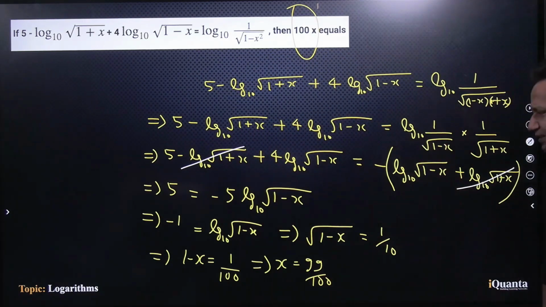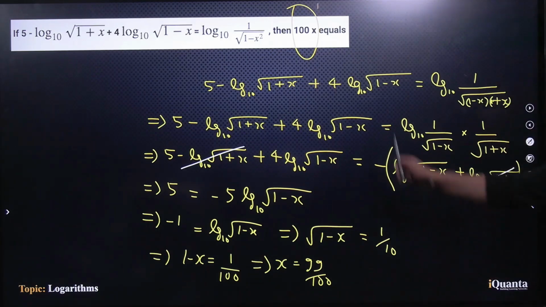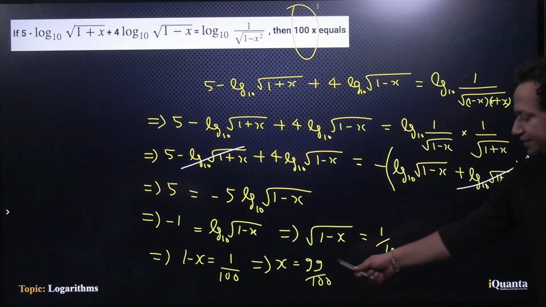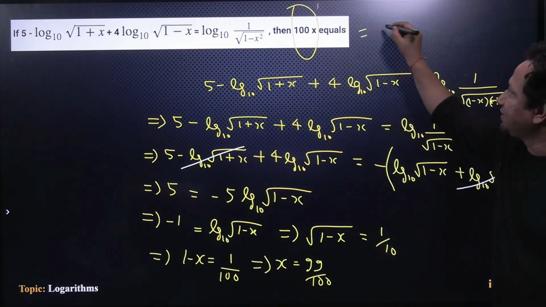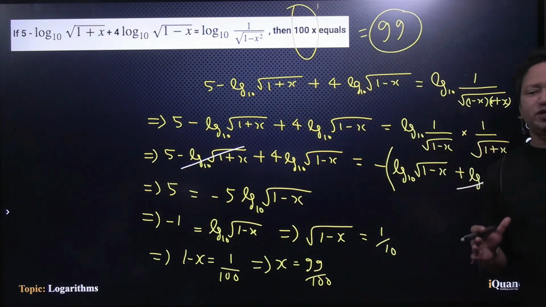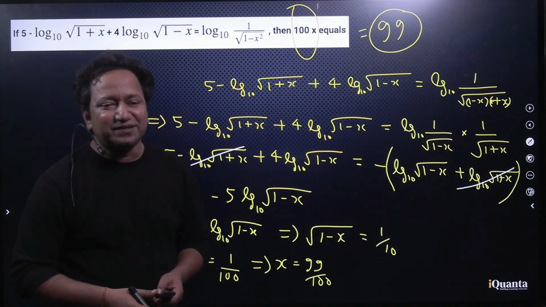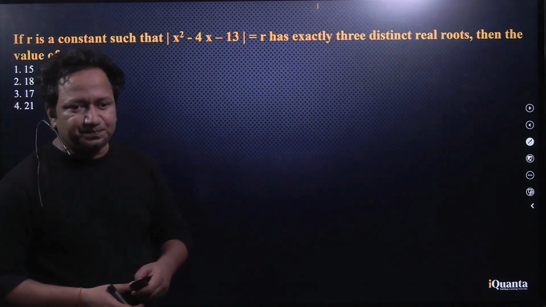Just look at this and process the information. You get the value of x is 99 by 100. We need to find 100x. Our answer will be 100 times this, that is 99. So it was nothing but just the basic properties of logs scattered here and there, and we get the answer. Let's move on to the next question.